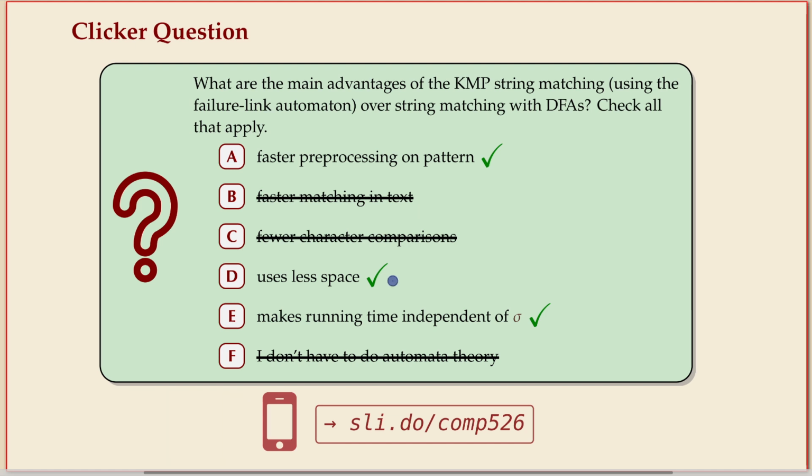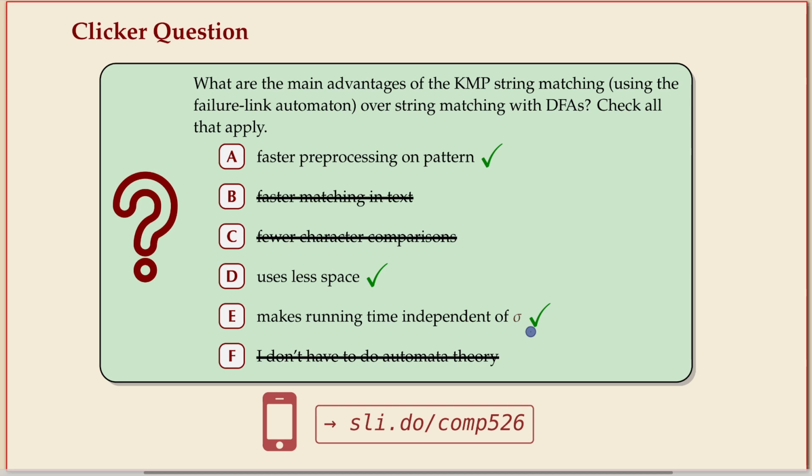So KMP uses less space because we're losing the factor sigma. That was the whole point that I mentioned at the beginning. And that also means it makes the running time independent of sigma, which is maybe somewhat surprising, right? It doesn't matter how many different characters there are in the pattern or the text. Maybe that sounds dubious at first, but remember, all we're doing is symbol comparisons. So as long as it takes constant time to take two characters and tell you are they equal or not, it's actually no contradiction here.